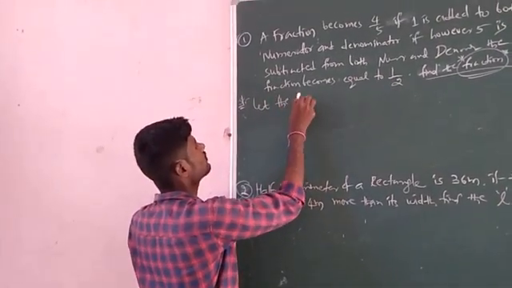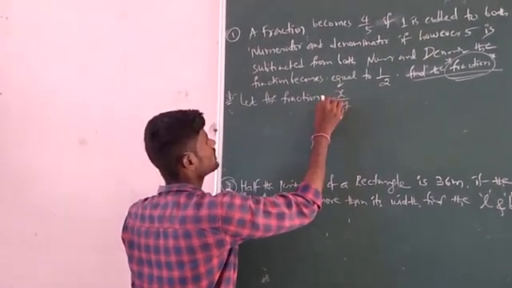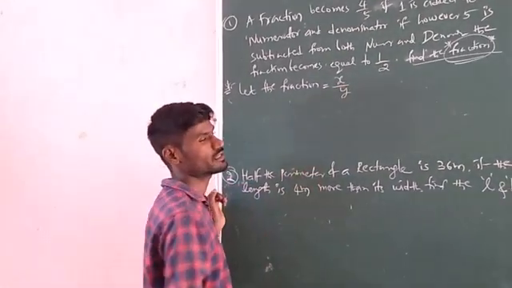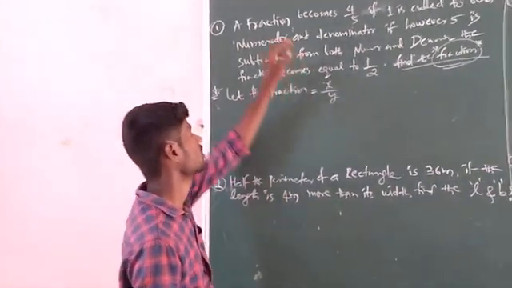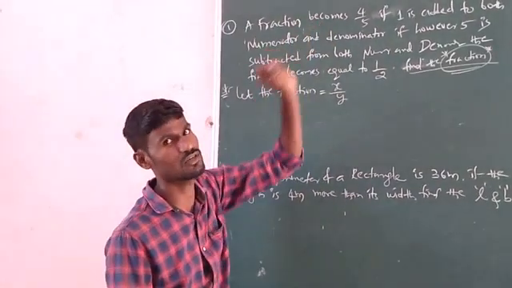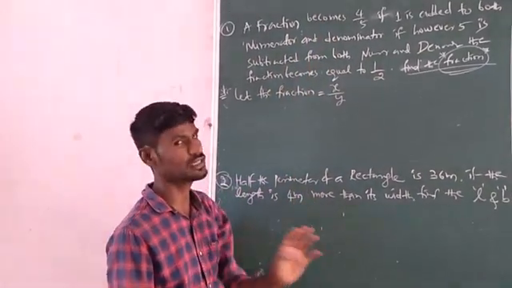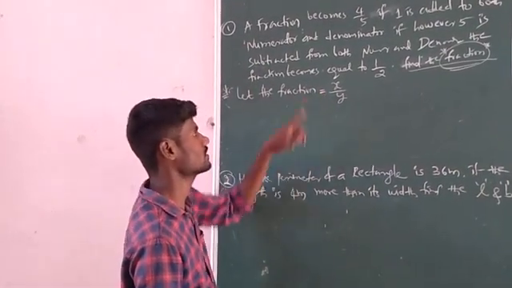Let the fraction be x by y. Assume that. Fraction means it has some numerator, some denominator, so I am taking the fraction as x by y. Now go to the conditions. A fraction is x by y. Becomes means the symbol equal. You have to assume that becomes or is means you have to take equal.